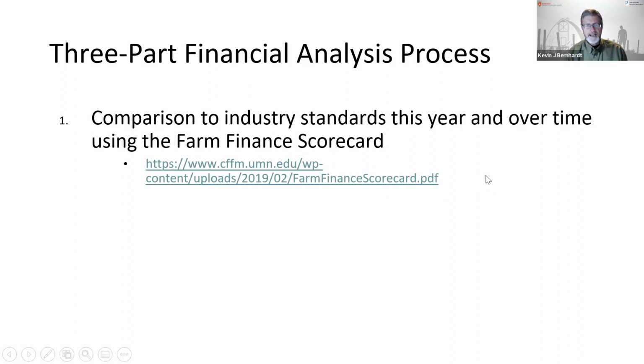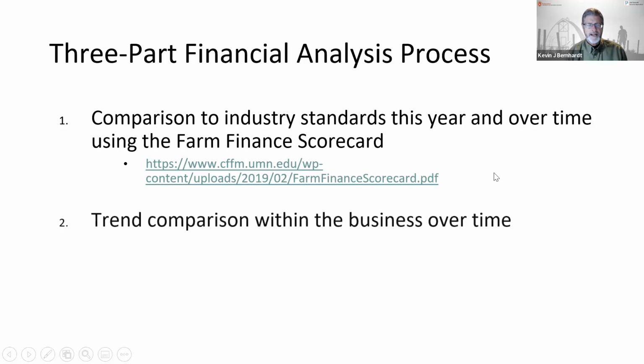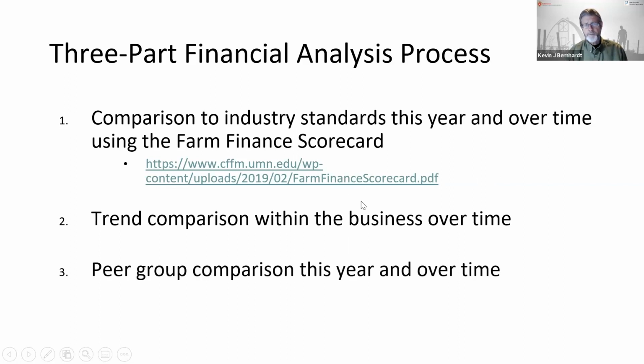The second part of the three-part process is a trend comparison of looking at your financial ratios compared against yourself over time. So what direction are you going over the last 3 years or 5 years or whatever number of years you have available to you? And the third part of the process is a comparison of your financial ratios to a peer group. So the average of your peer group, better yet, what's the top third or the top 25% of your peer group that you can compare to.